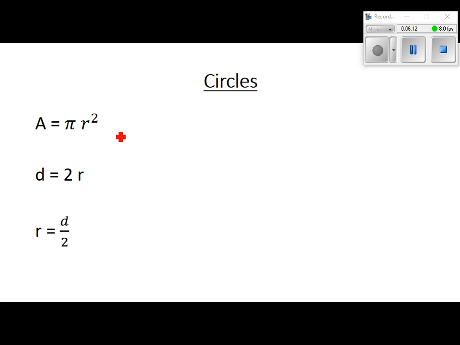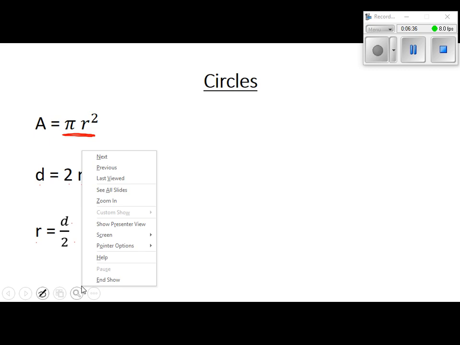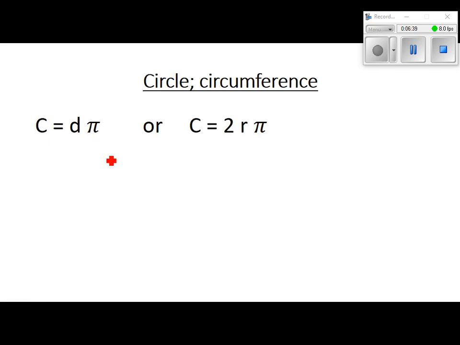Fill in what you need to fill in. Remember, the area of a circle is pi times radius squared. Diameter is always 2 times the radius, and radius is always diameter divided by 2. Circumference is diameter times pi, or circumference is 2 times radius times pi, because diameter is the same as 2 times the radius, so either one of those formulas will work.